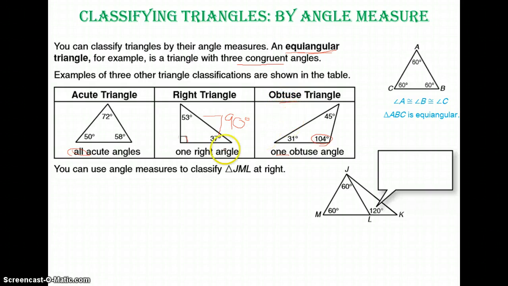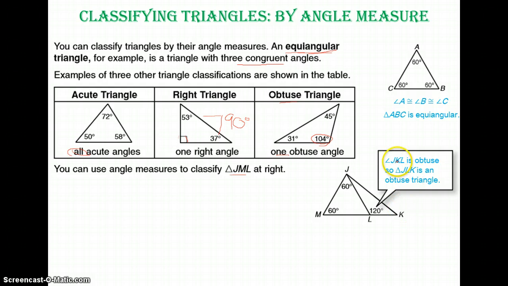Let's take a look at our example. And we can use the angle measures to classify this triangle JML. So first of all, let's identify what we see. Angle JKL is obtuse, and how do we know? It's because it's 120 degrees. So angle J, actually it should be LK here. JLK is 120. So the triangle JLK is an obtuse triangle.